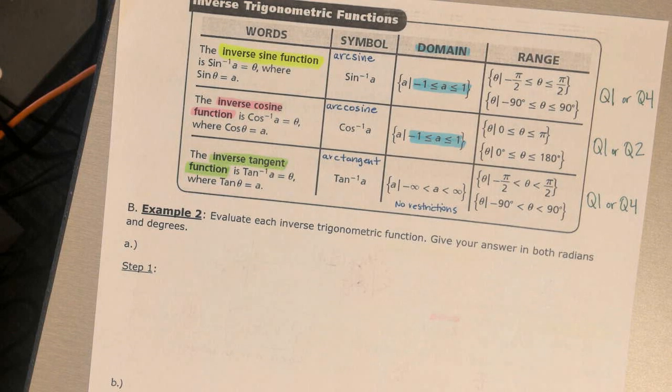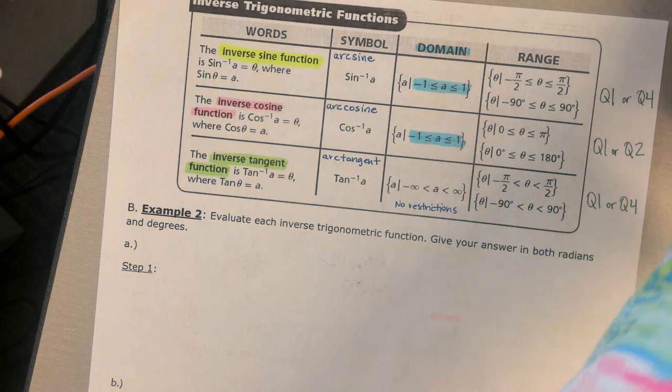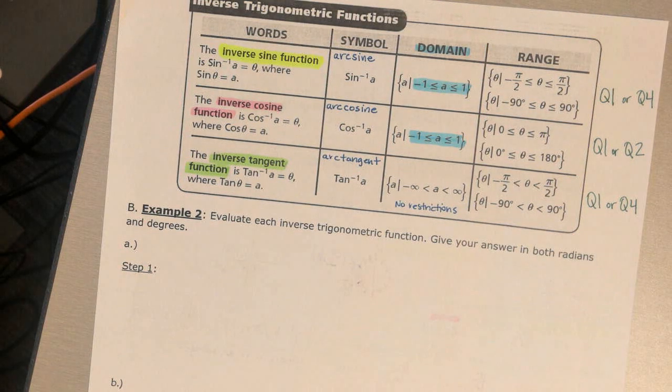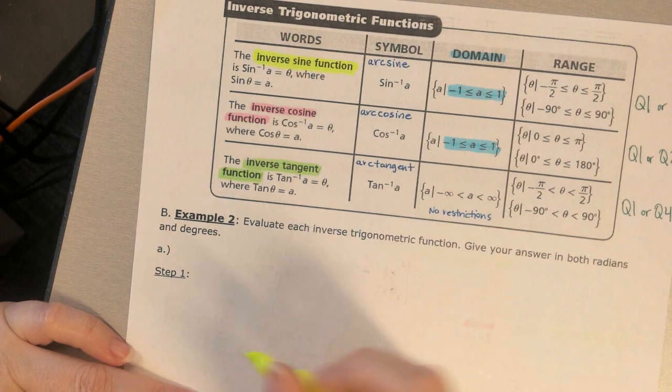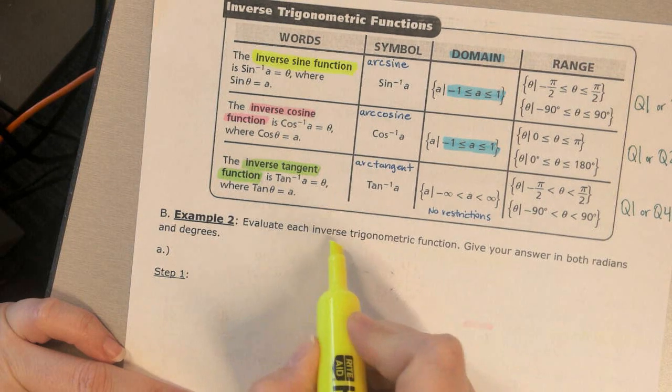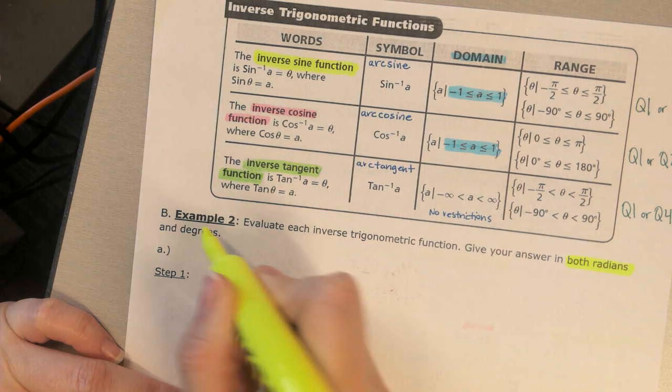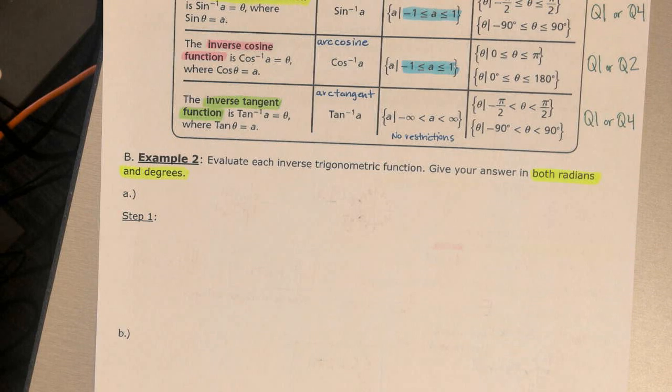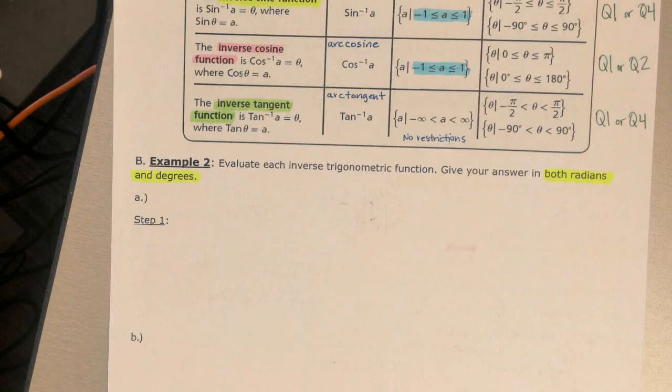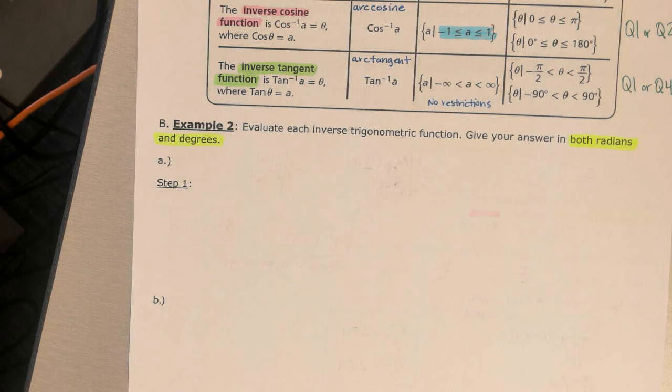Okay, so the directions for these are a little bit different. They are not going to ask you for all the possible values, so that means you don't have the plus 2 pi n. What you're going to do is evaluate each inverse trig function, and then give your answer in both radians and degrees. Again, this is something we'll have to know how to do without a unit circle and with it. I'm not concerned about you finding it with it. I think you're going to be really good at that. So we're going to practice doing some of them without.